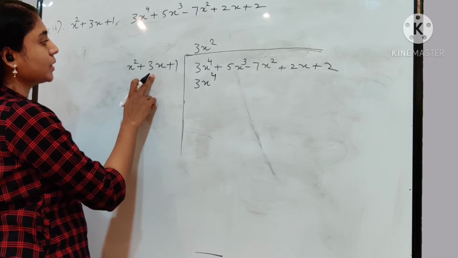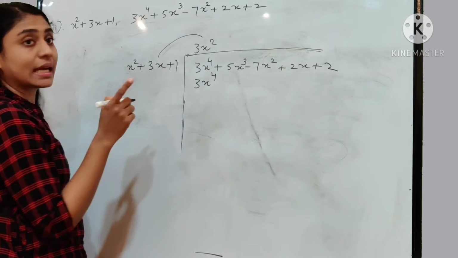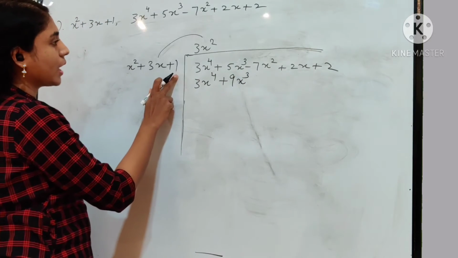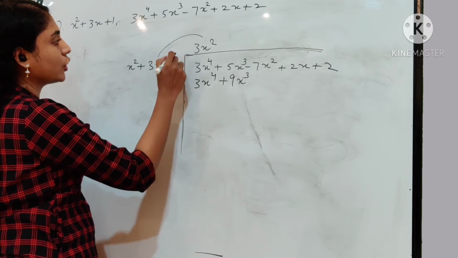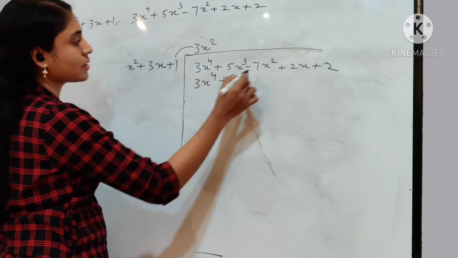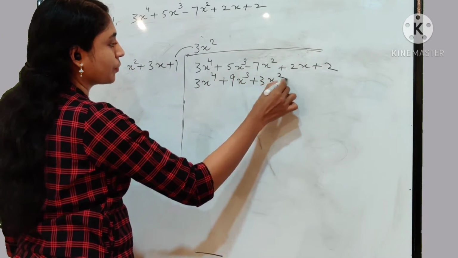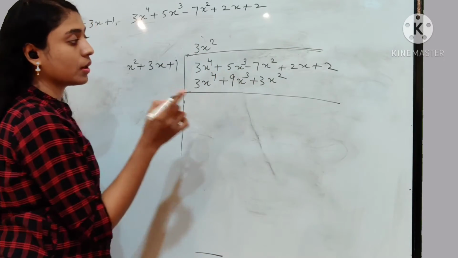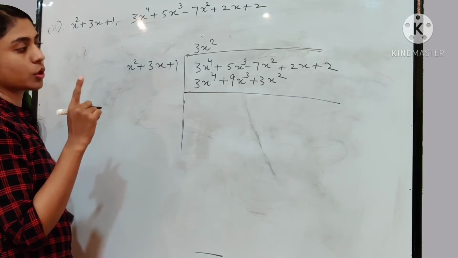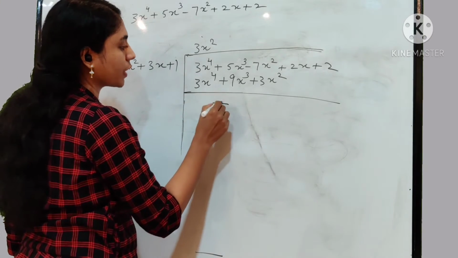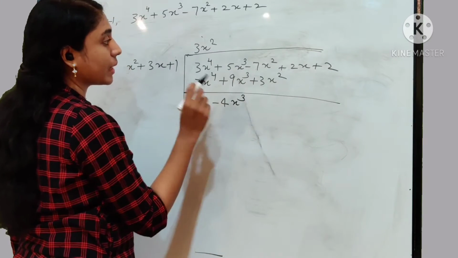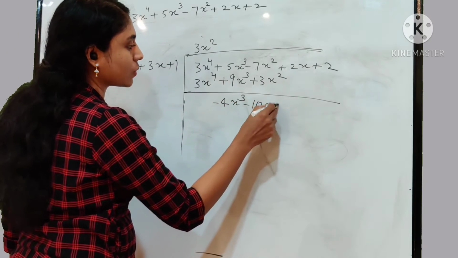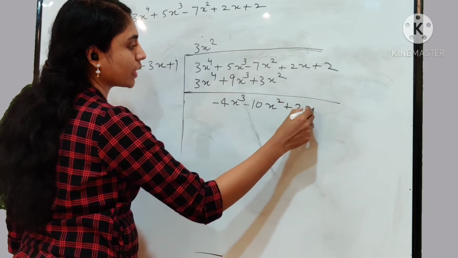And what about the next term? 3x into 3x square it is 9x cube. So write it under the x cube term. And what about the third term? 1 into 3x square it is 3x square, right? So write it under the x square term. Now perform subtraction. So 5x cube minus 9x cube. What is the answer? Minus 4x cube, right? Then the next term minus 7x square minus 3x square, it is minus 10x square. Then write the remaining terms plus 2x plus 2.